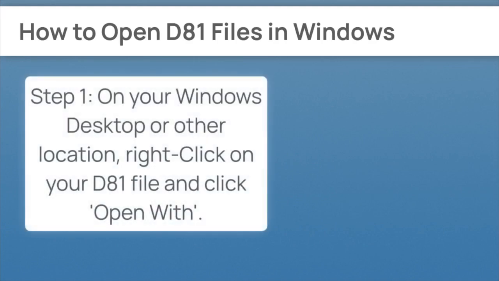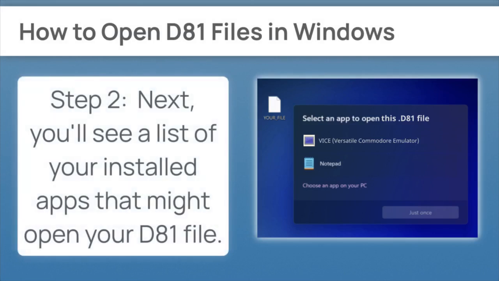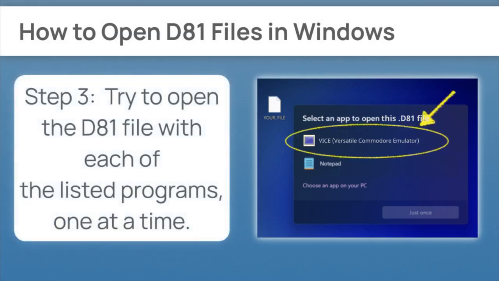We are going to check every application on the list. Right-click the D81 file and hit Open with VICE, the Versatile Commodore Emulator, if present. If it fails, select another program. Remember, trial and error is expected.